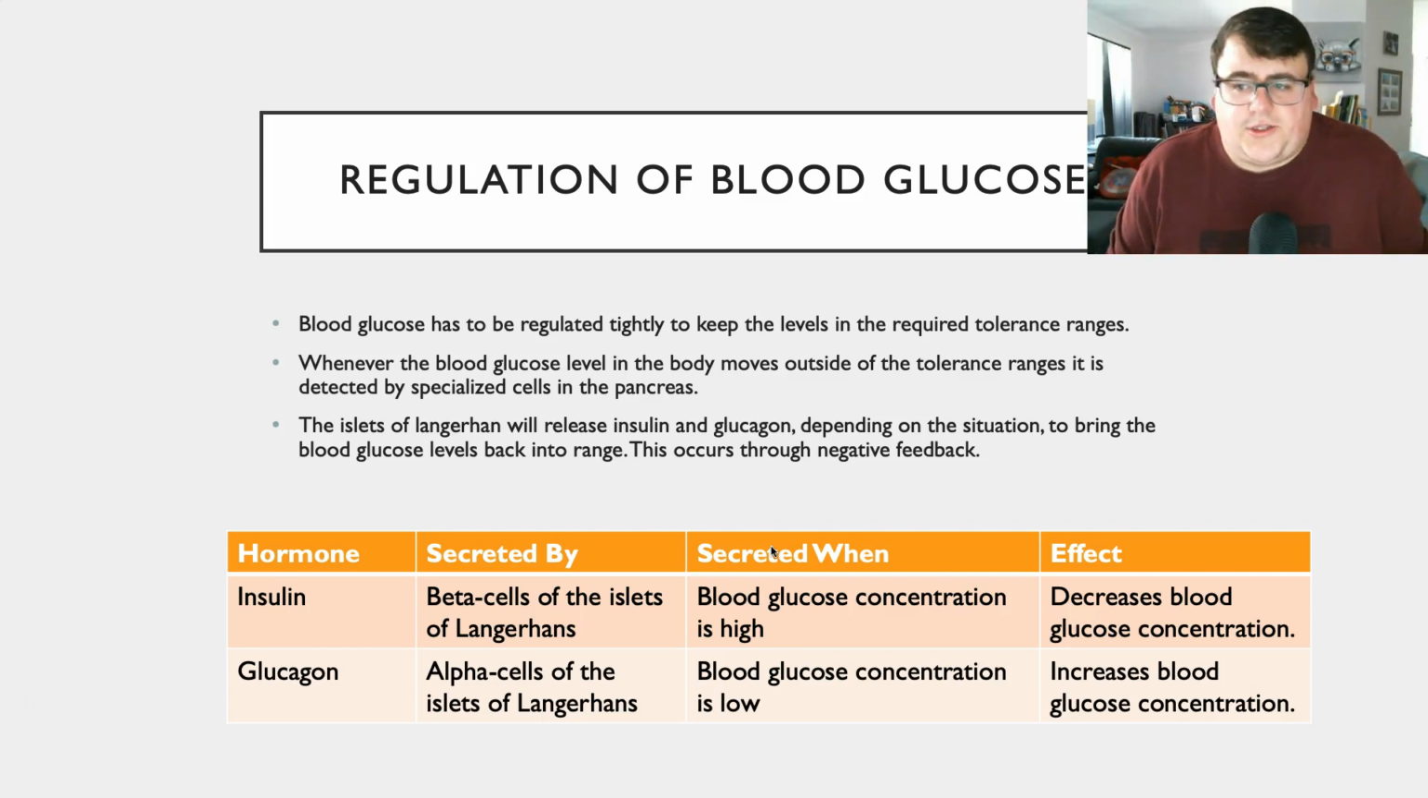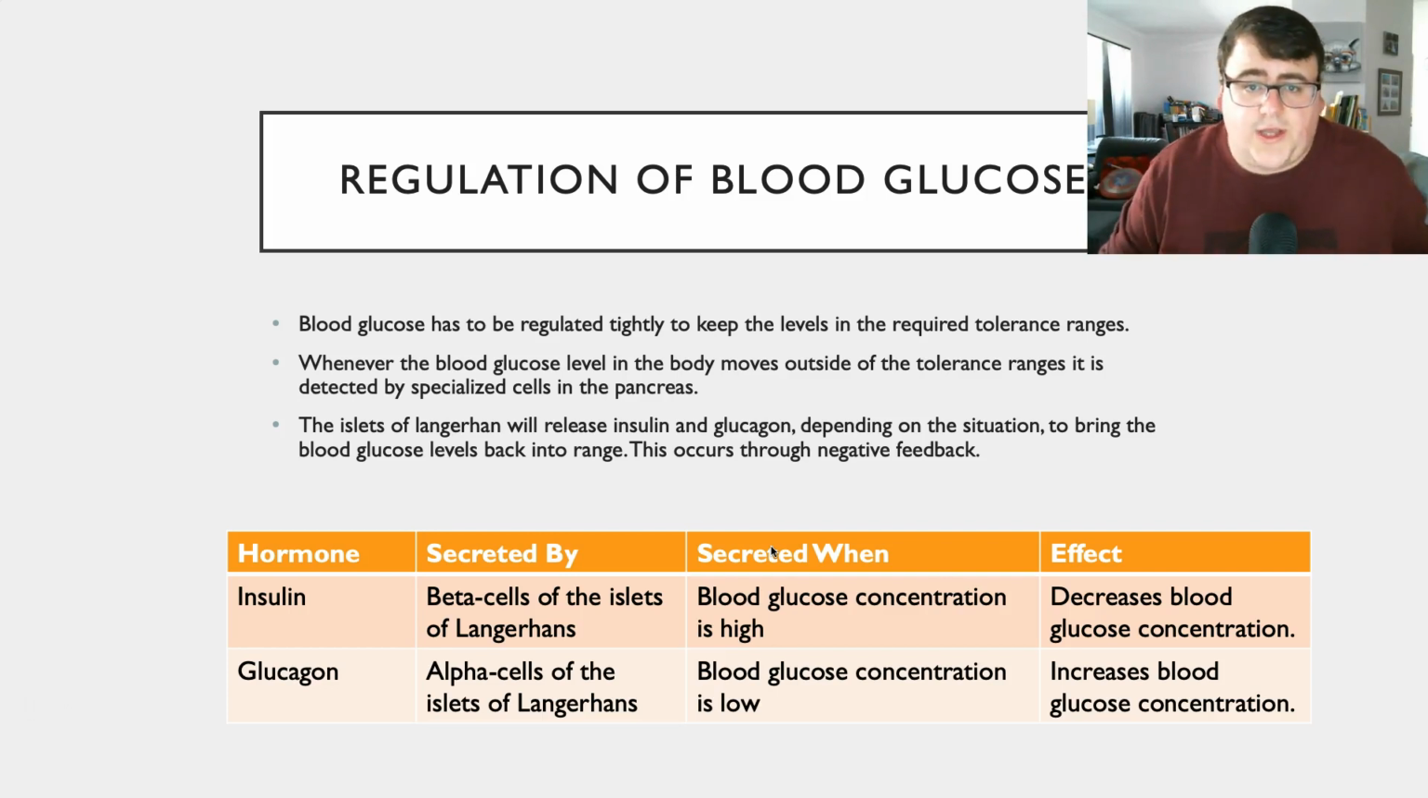How do we regulate blood glucose in the body, though? We've talked about the fact that we have very narrow tolerance ranges for blood glucose. Therefore, we have to regulate it really tightly to keep it in those tolerance ranges. Whenever blood glucose levels move outside of the tolerance range, it's detected by specialized cells inside our pancreas. These cells are called the islets of Langerhans, and they'll release insulin and glucagon depending on what the situation is. Whatever it is, insulin or glucagon will bring the blood glucose levels back into the range of the tolerance limits of our human body.